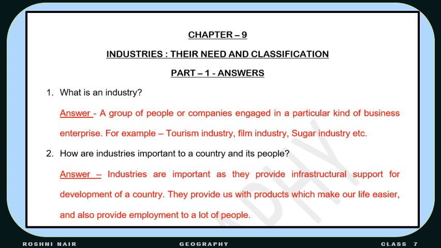Question number 2, how are industries important to a country and its people? Answer: industries are important as they provide infrastructural support for the development of a country. They provide us with products which make our life easier and also provide employment to a lot of people.